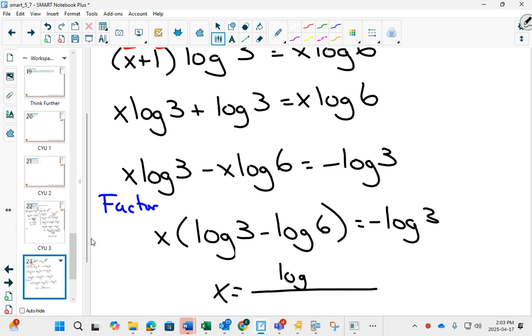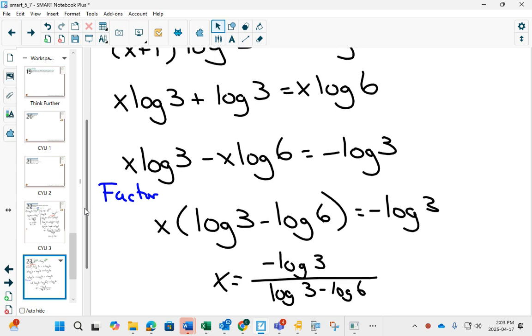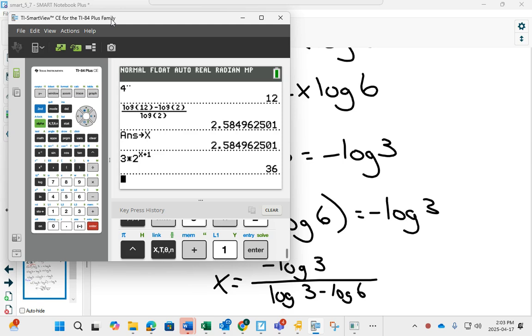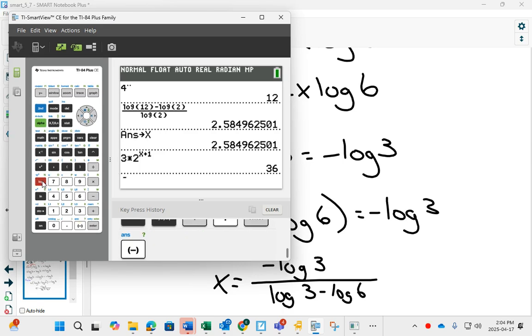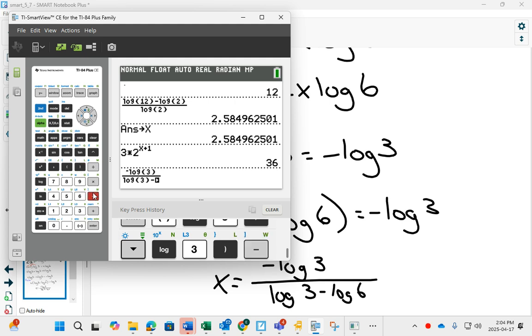And once you factor that common factor out, that allows you to divide. I'll scroll up. I'm going to type this into my calculator. Negative log, I used my fraction button. Negative log 3. Notice I used the negative sign, not the subtraction sign. Divided by log 3, subtract log 6.